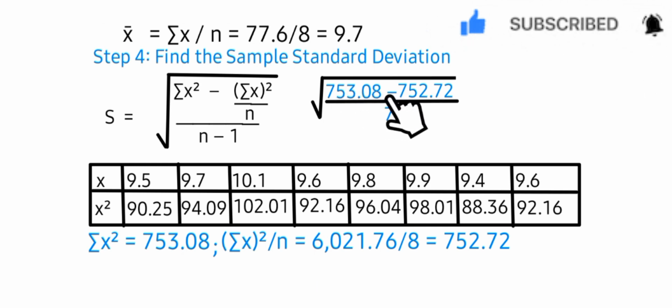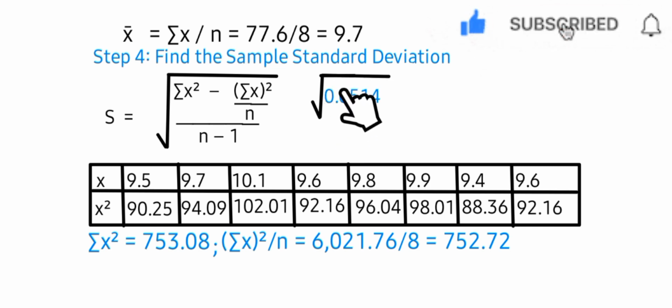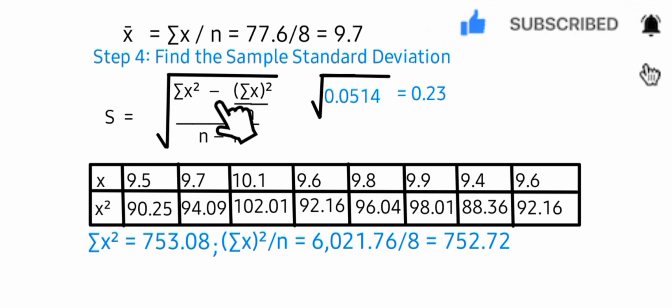753.08 minus 752.72 gives 0.36. 0.36 divided by 7. Square root of this value is approximately 0.23. Therefore, the standard deviation value is 0.23.